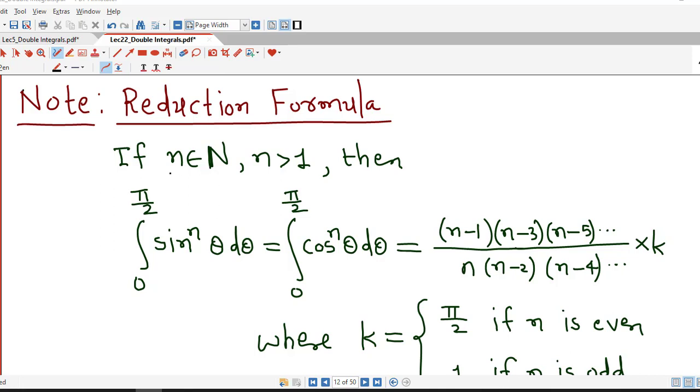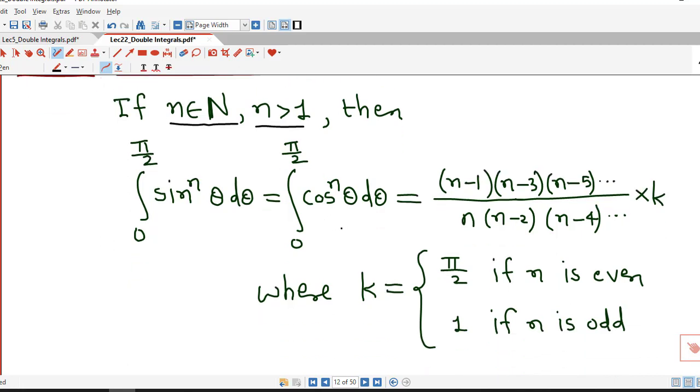Suppose n is a positive integer which is greater than 1, and if we have an integral of this type, sine to the power n theta or cos to the power n theta. So the integral of the nth power of sine theta with respect to theta from 0 to pi by 2, or the integral of cos raised to n theta from 0 to pi by 2. This integral can be directly evaluated using this formula known as the reduction formula.